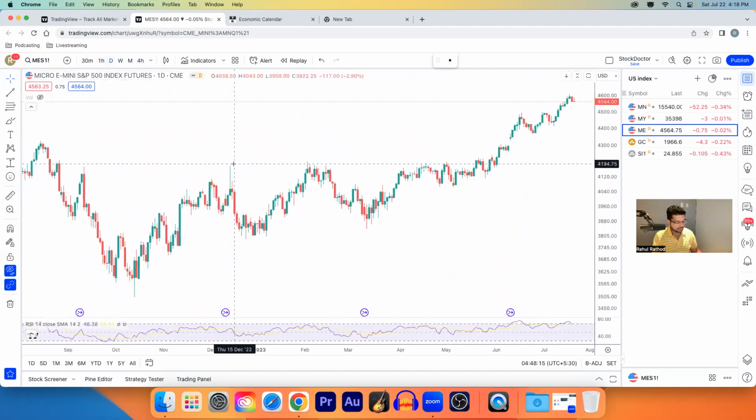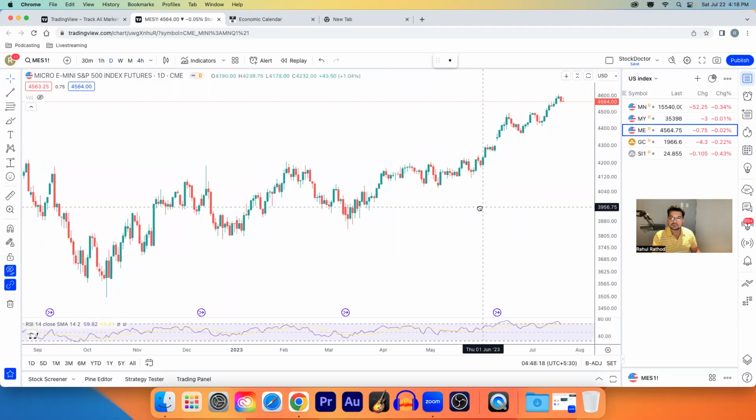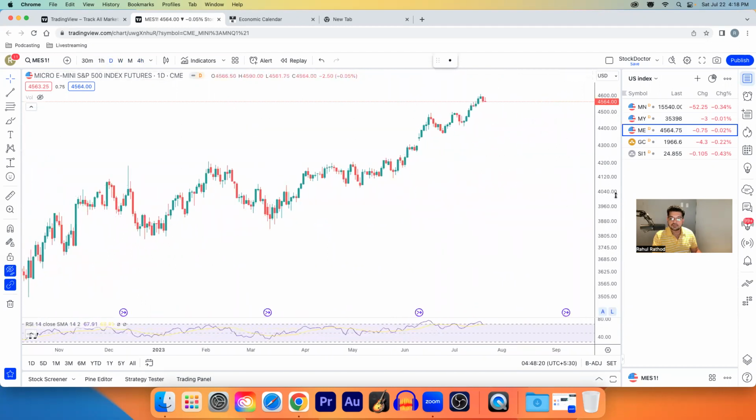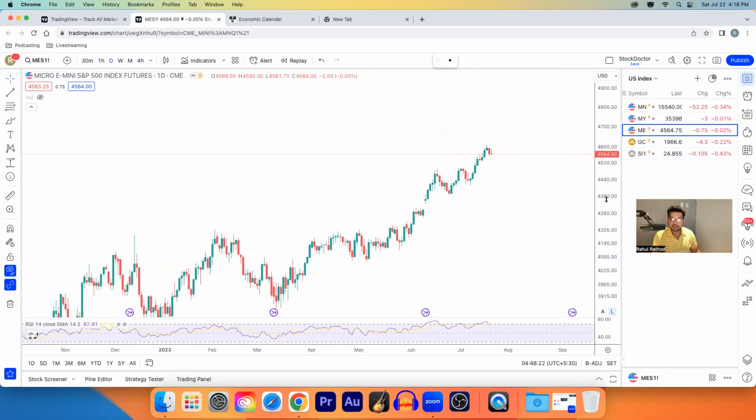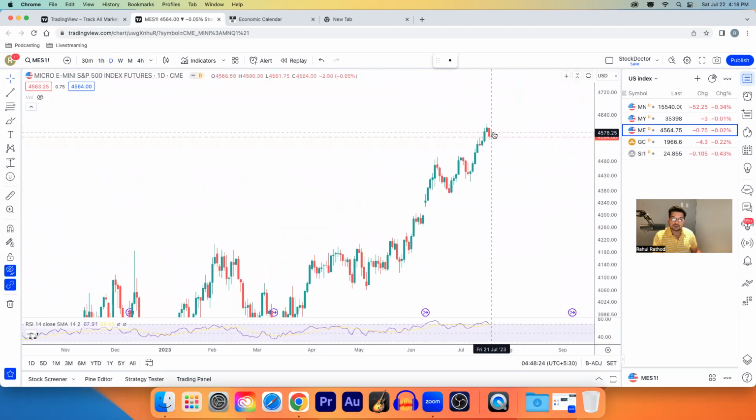In the day chart you can see here, it has formed two red candles, and this is a bearish engulfing pattern, right? The first candle is green and the second is red, and it is at the top. So the chances are that it can go down more.